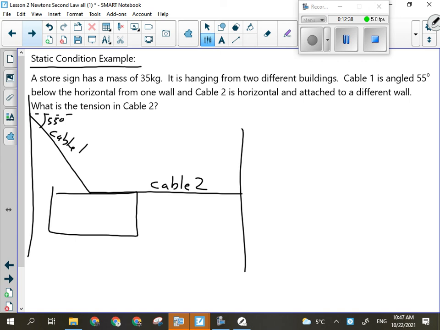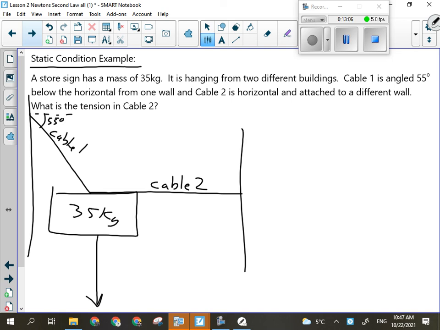So there's 2 forces here, right? There's the force or tension of cable 1, and there's the force or tension of cable 2. Everybody okay with that? All right, what other force is acting in this system? Gravity. Okay, so the sign is 35 kilograms, and we know that gravity is acting downwards on it.